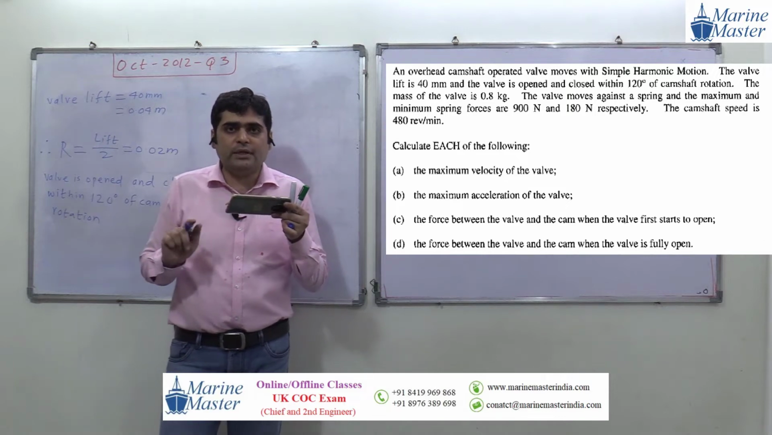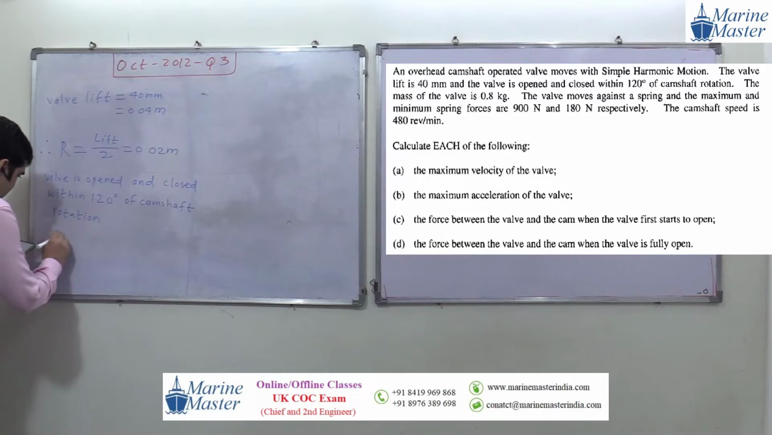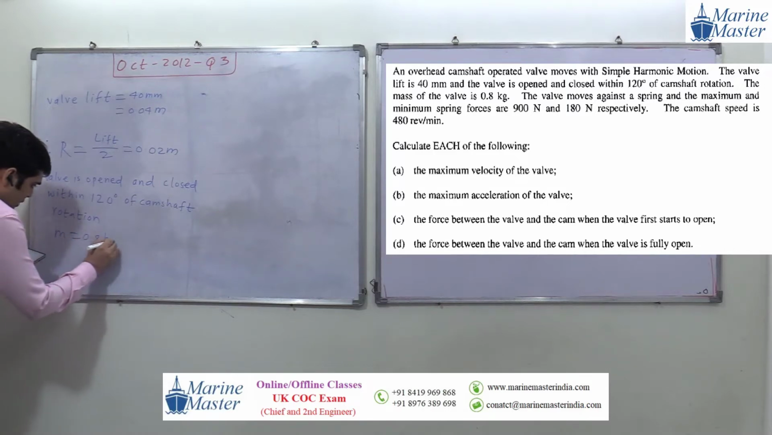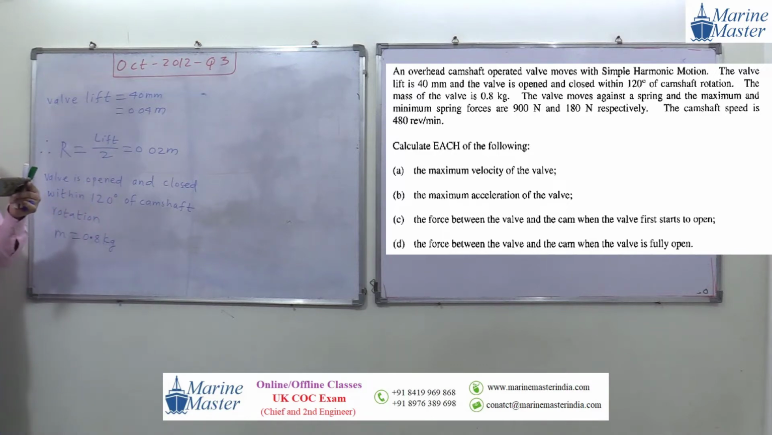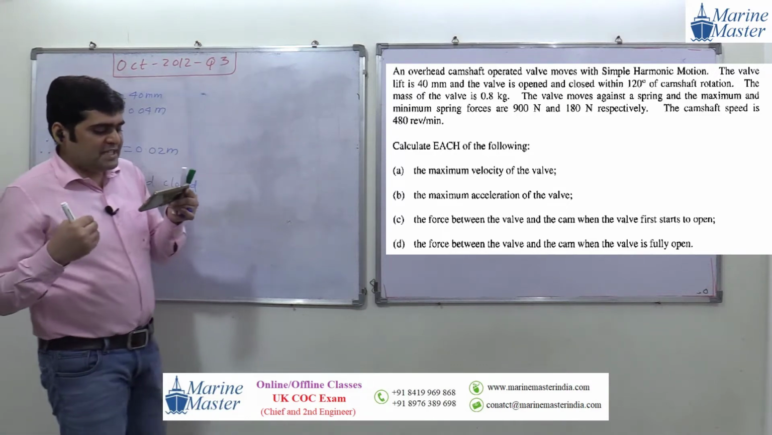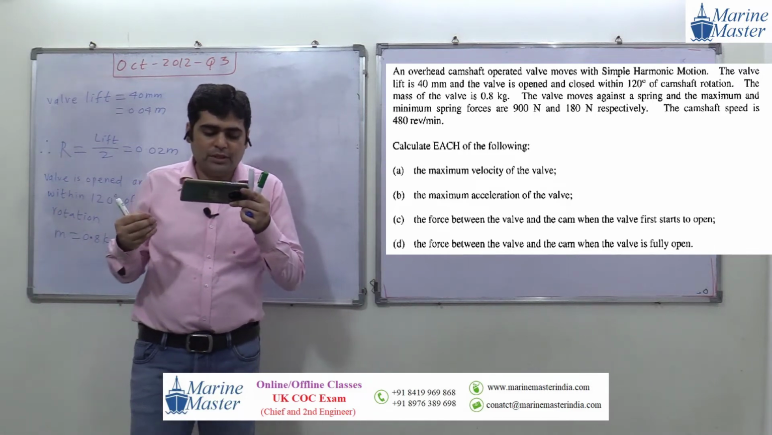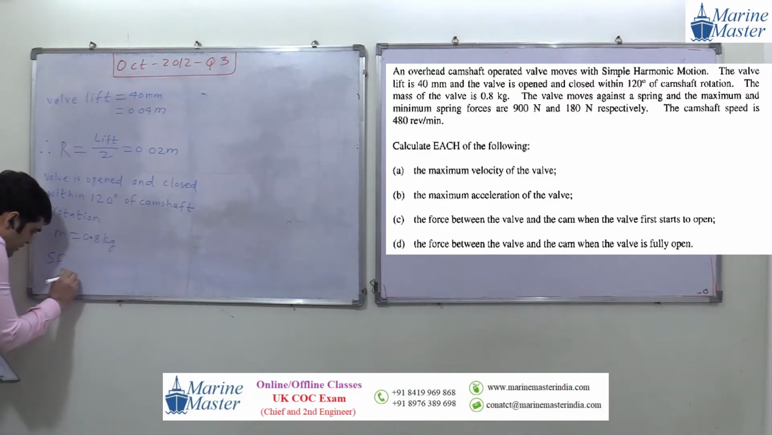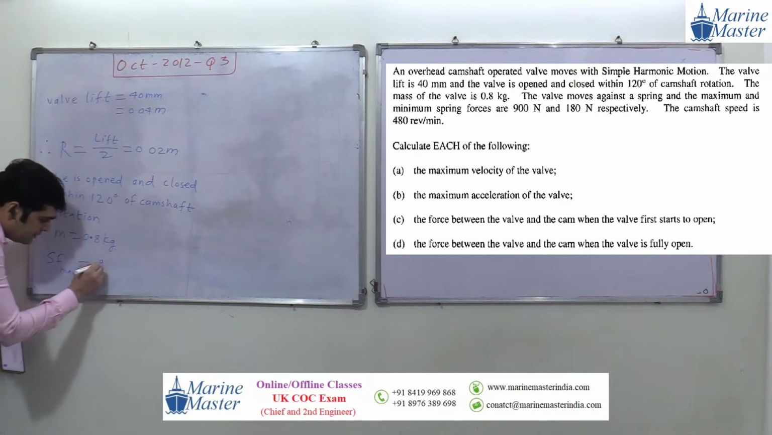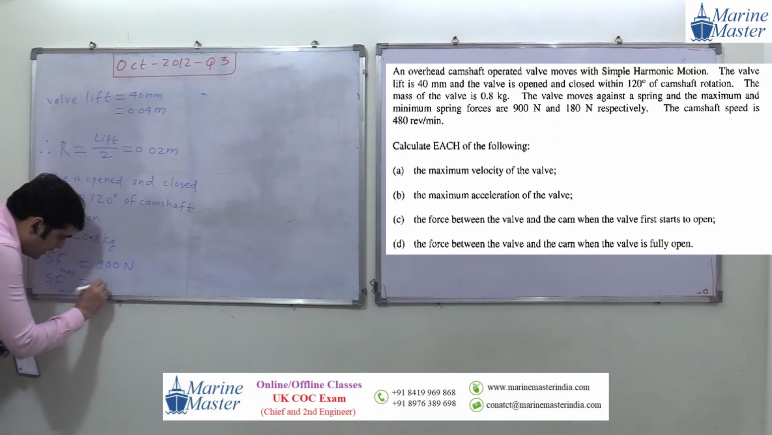Now the mass of the valve is how much? M is equal to 0.8 kg. The valve moves against a spring, and the maximum and minimum spring forces are 900 Newton and 180 Newton. So SF max, the maximum spring force, is 900 Newton. And SF minimum will be equal to 180 Newton.